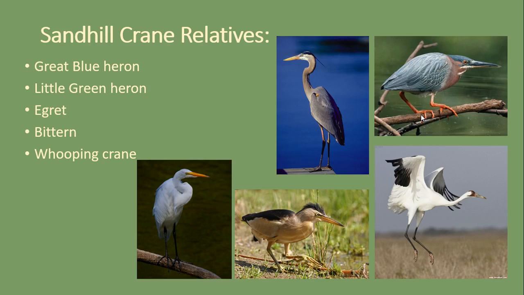Relatives of sandhill cranes that we have here around in Indiana include the great blue heron. If you are familiar with that image, you see in the upper left-hand image the tall gray bird with the long orange bill and the black stripe on the cap of the head. That is the great blue heron. They're very common along waterways here in Indiana. Next to that, in the upper right, we have the little green heron. I see these guys occasionally, but not as often as the great blue heron.